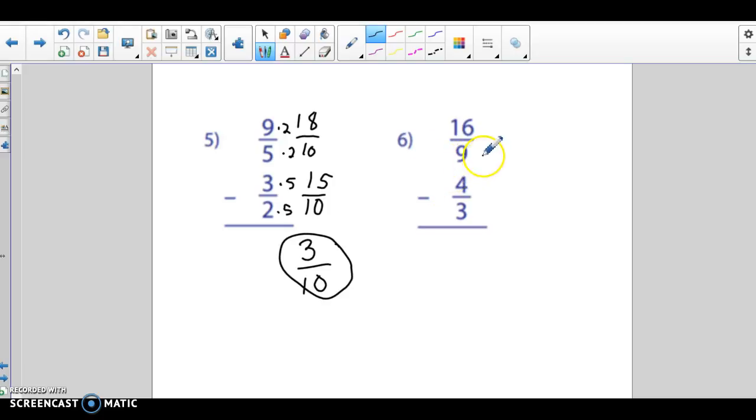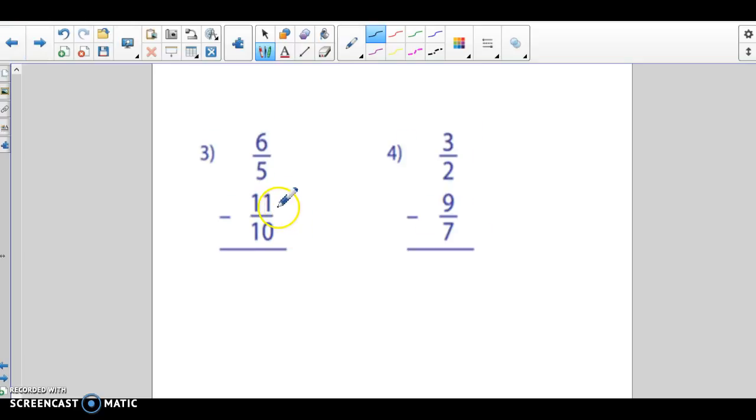So we have ninths and thirds. Okay, I'll give you a minute. First mistake of the year. All right. You said that the last time. You said that on Friday.